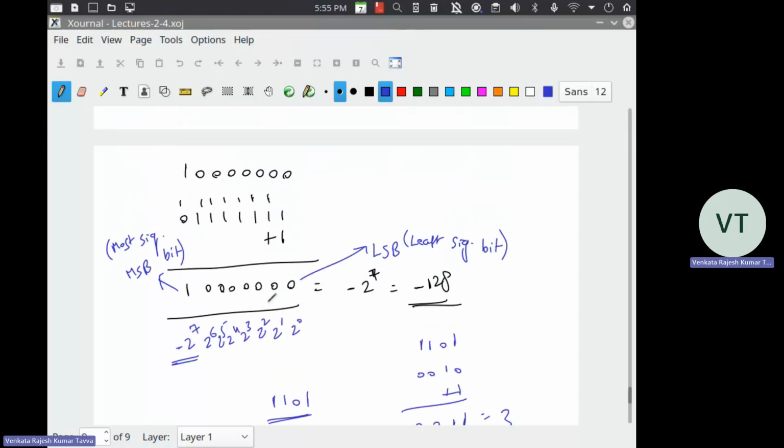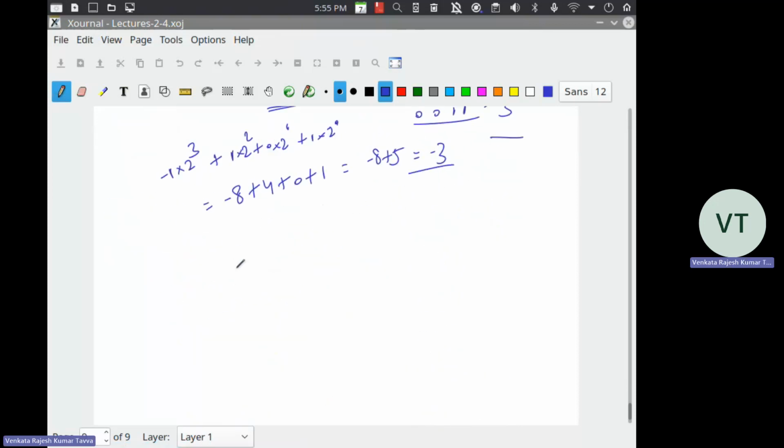2's complement is good because it will save space. No two representations for zeros, only one representation. And second thing, the other representation for 0. What is this? This is in signed magnitude. This is -0, right? But in 2's complement, this is -2 power 7. That is -128.